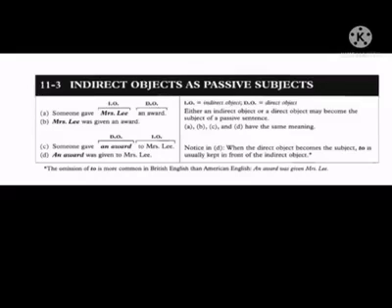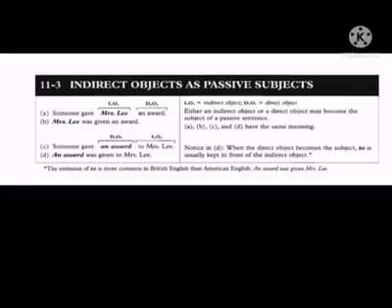Lesson 3: Indirect objects as passive subjects. All sentences have a subject and a verb. Some sentences may also have an object after the main verb. An object is a part of the predicate in a sentence. It receives the action done by the subject. There are two types of objects within a sentence: direct object and indirect object.